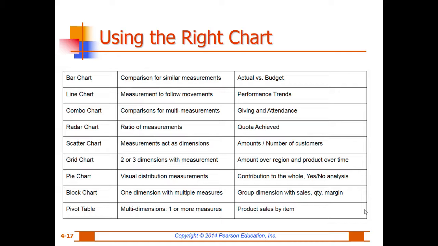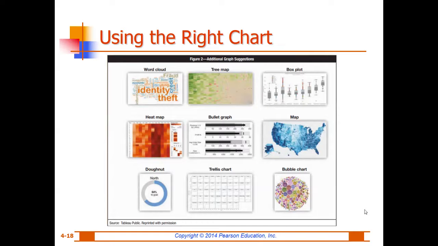Other charts, such as combo charts, can be used for multi-measurements. In other words, blending both a bar and a line chart together. So where my left y-axis, I would see a level of giving, maybe for a church, where my right y-axis would show attendance using a line chart compared to those giving levels. So making sure that you're using the right chart for the right purpose is an important part of visualization and data graphics.